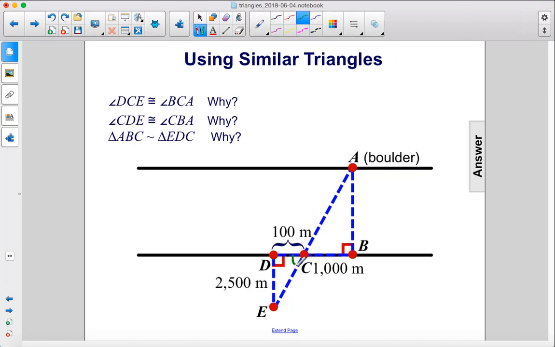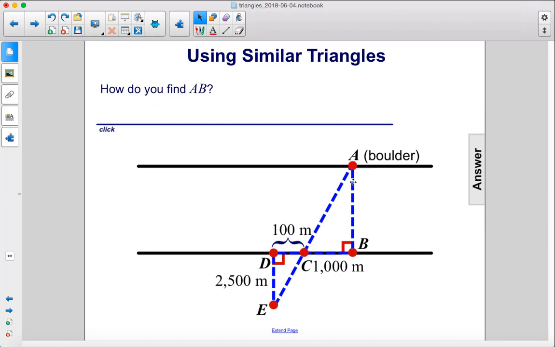Angle DCE is congruent to angle BCA because these are vertical angles, and vertical angles are congruent. Angle CDE here is congruent to angle CBA here because all right angles are congruent to each other. Finally, we see that triangle ABC is similar to triangle EDC because of the angle-angle similarity theorem. There are two pairs of congruent angles, so these are similar triangles.